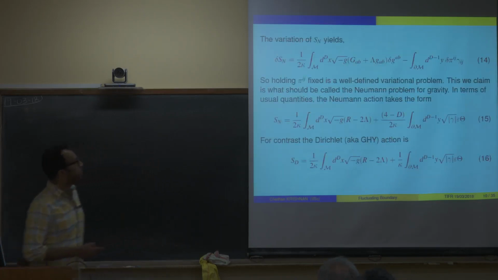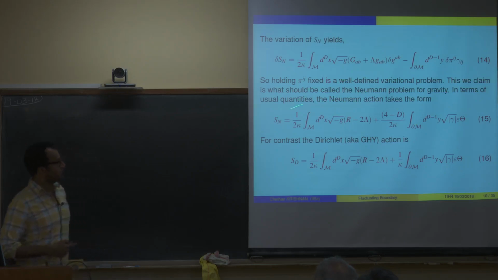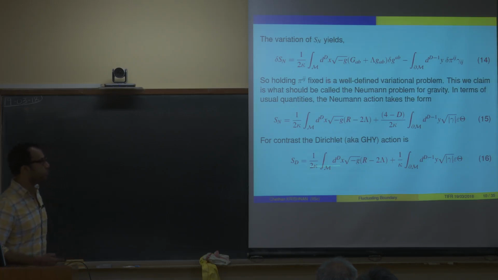So now the variation of this, you can immediately convince yourself that this has this form. So holding pi ij fixed becomes a well-defined variation problem. And so now the action, this is what we call the Neumann problem of gravity basically. And if you write down the explicit action, it takes this form. And for contrasting it with the Dirichlet problem, I've also written down the action here. So the basic difference is that the coefficient here has changed.